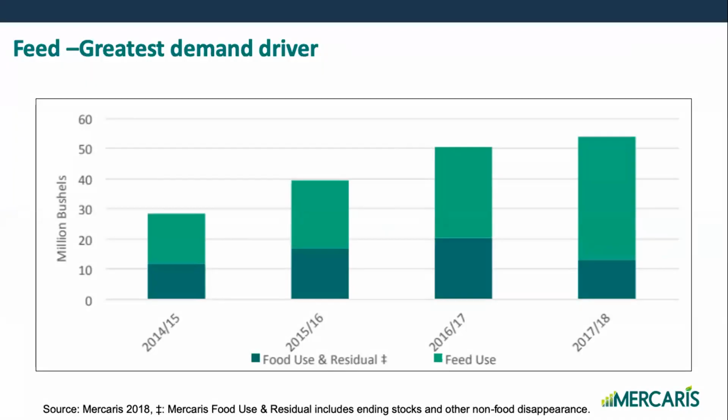Feed is the greatest demand driver. Even though feed demand has essentially been flat, it still makes up the majority of the demand for organic grains in particular. Food use, the demand is there, the premium is even larger. However, the majority of the crop does go directly into feed markets.